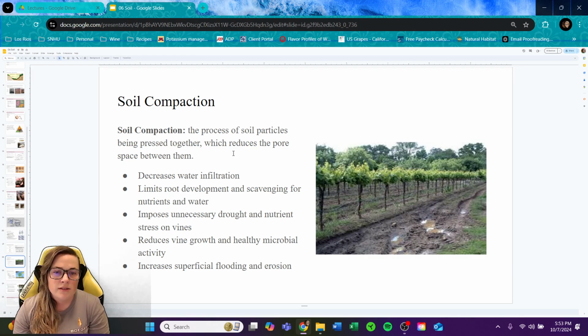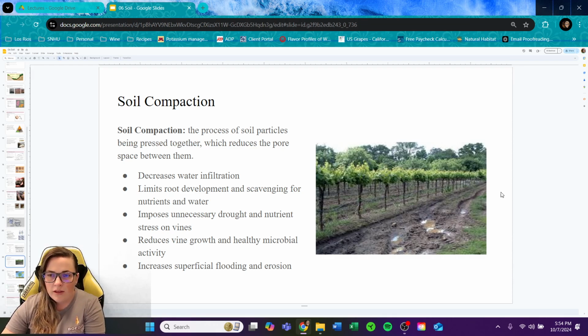It also imposes unnecessary drought and nutrient stress on the vines. It will reduce your vine growth and also the healthy microbial activity. If there's compaction, the vine's not going to do well, and the whole biota of the soil is not going to be happy either. So they're not going to be able to help each other and flourish. Also, it increases superficial flooding and more erosion, of course.